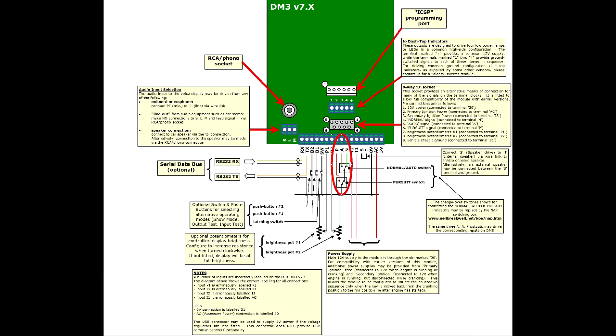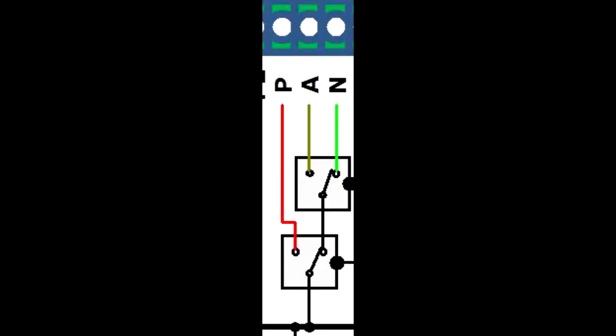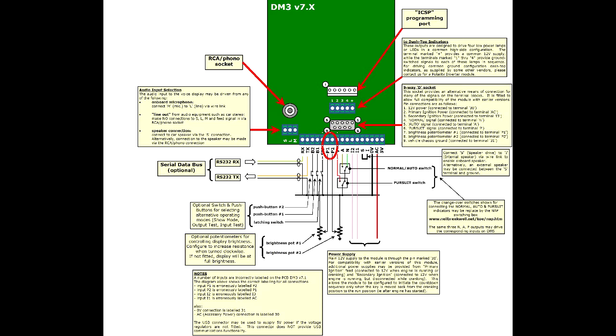The NAP connections, which are available on the terminal blocks and also on pins 4 through 6 of the 9-way D-type, are just ground switched connections which enable the NAP, normal auto pursuit indicators, to be illuminated. We also have available potentiometers for varying the brightness of the display on pins 8 and 9 of the 9-way connector, and they're also available marked P1 and P2, that's potentiometer 1 and potentiometer 2, on the terminal block connections.